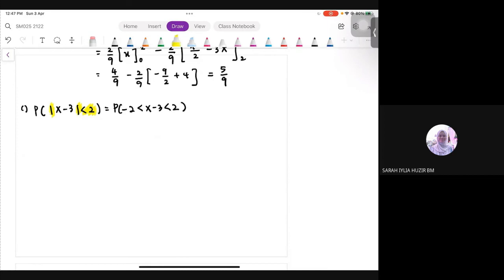And macam biasa, kalau kita jumpa soalan, x je yang bahagian tengah-tengah kan. Kita tak ada jumpa x minus 3. So, in order to get rid of negative 3, kita kena plus 3. So, kalau dah plus 3 kat tengah-tengah, kita kena adil dan sama seperti biasa. So, this is actually probability from 1 up to 5. Itu yang soalan nak sebenarnya.